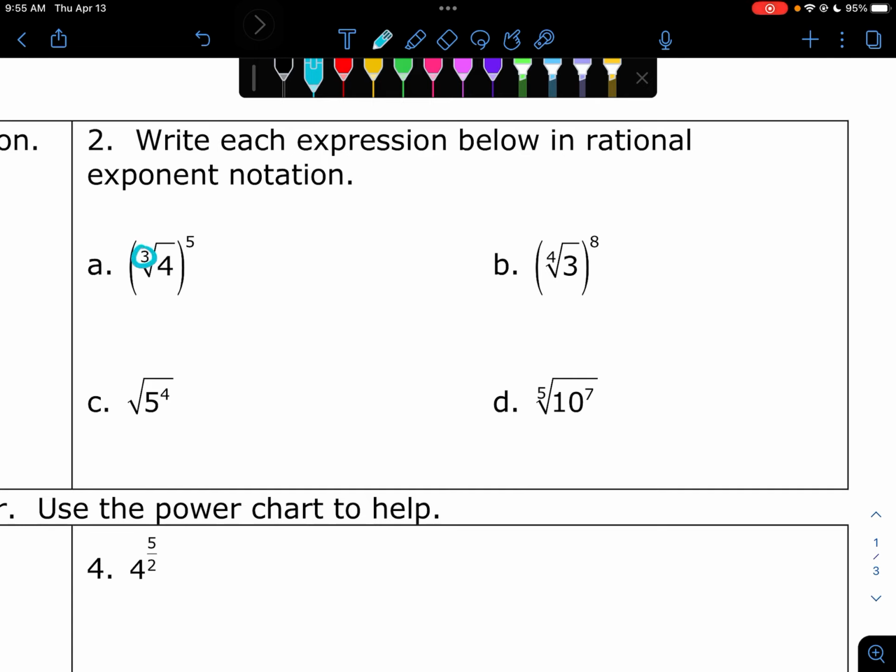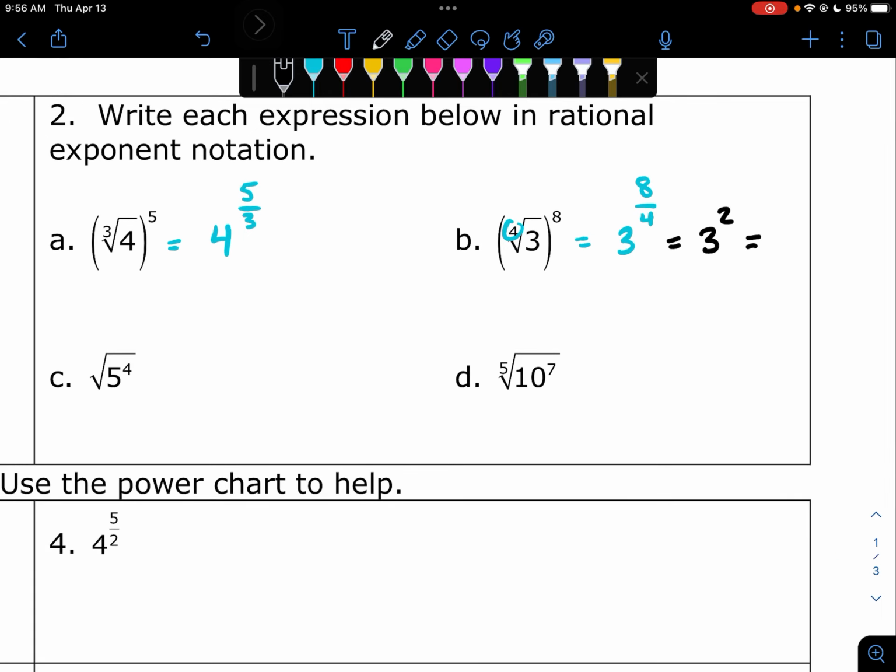All right, let's work backwards here. So again, here is our root. It's a cube root, so that becomes the denominator of this power. And then since we're raising it to the 5th power, that becomes my numerator. So this is 4 to the 5/3. The root is 4, so the denominator is also 4, and the numerator is 8. What do you notice about this, though? Well, taking a look at my exponents, oh my goodness, 8/4, I can reduce that. That's 3 squared. And we can evaluate that to be 9.